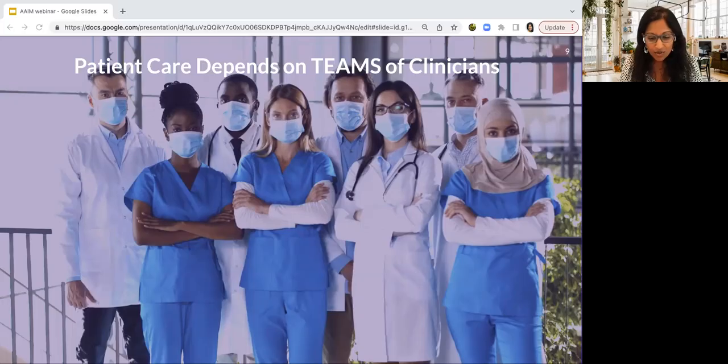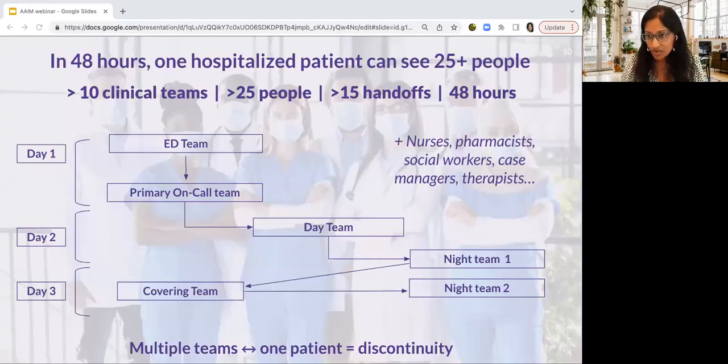You really have to rely on distributed knowledge across many different people, since one person doesn't know everything about a patient. And it's not just one team, it's a lot of different teams. In many different settings, one patient can go through many different teams just in a couple of days, especially if they're transferring between units.